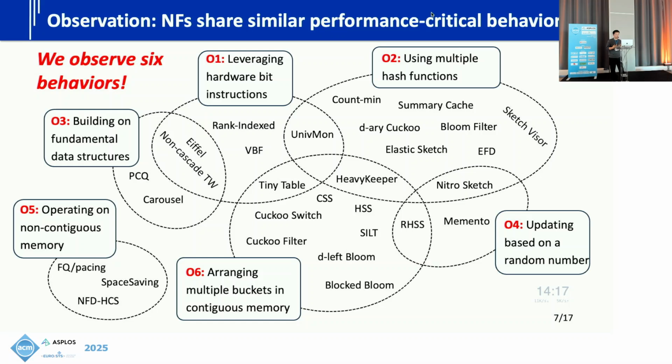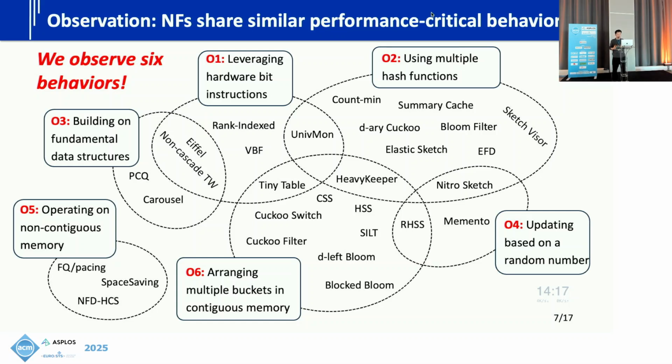We further dive into the design of the 35 representative works and observe that they share 6 similar behaviors. We conclude them as follows. First, fast locating using the bitscan instruction. For example, we can use the FFS instruction to implement the priority queue. And second, fast hash computing using SIMD. And third, we may build on fundamental data structures such as the min heap and list buckets.